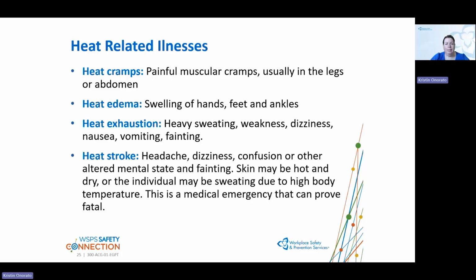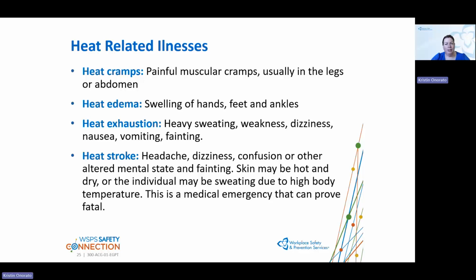Another one is heat edema. Heat edema is swelling of hands, feet, ankles, really any kind of joint. Again, something that maybe some of us have experienced before. Often when it's really hot out, things like rings get hard to take off, or our feet seem to be a lot more swollen. That's a buildup of fluid and salts in our bodies. Another illness that we could experience from a heat perspective.